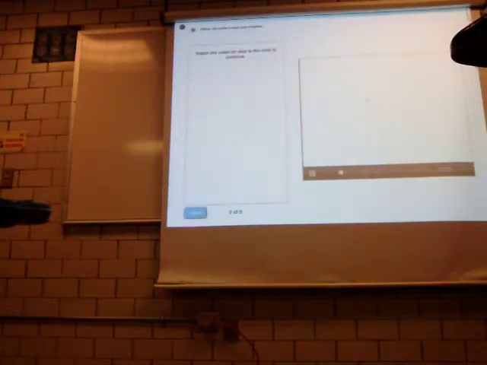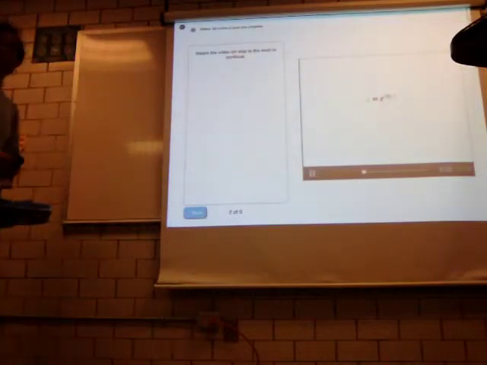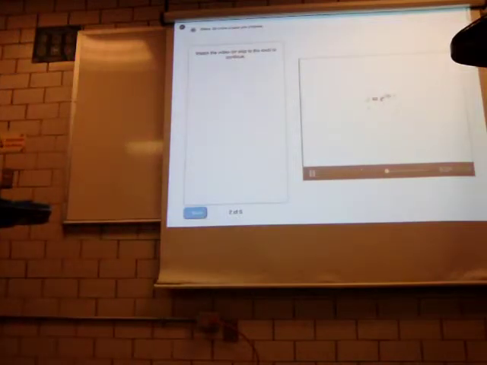Exactly. One of those equivalent ways is e to the natural log of a. Can you use this equation to find an equivalent expression for a to the x?